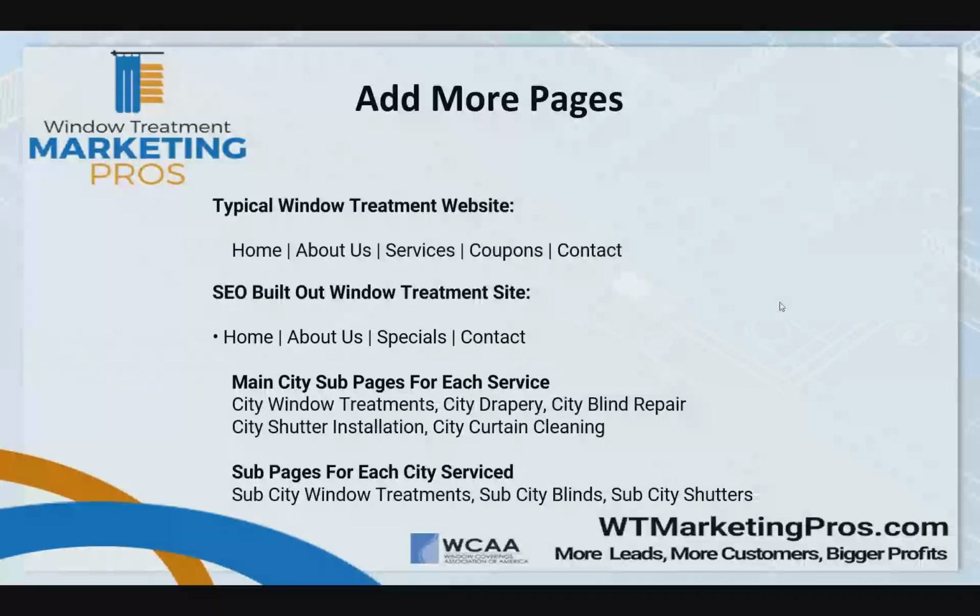Those same home, about us, specials, and contact pages, but you're also going to have some sub pages for each of your services with your city name in the title, in the description, things like that, and then some sub city pages for different keywords as well. Like we're located in St. Louis, so we might have main city sub pages of St. Louis window treatments, St. Louis drapery, St. Louis blind repair, but then there are other cities in St. Louis, that are municipalities, such as Kirkwood or Chesterfield. And those individual cities should have their own pages built out, with their own information on them.